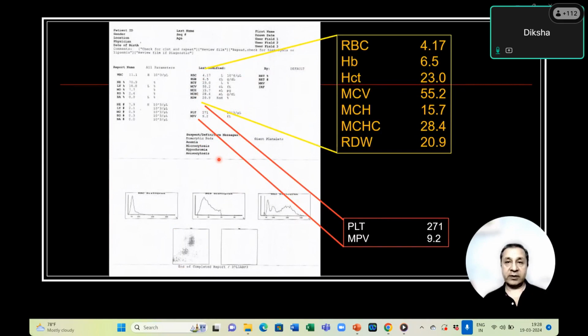I said, yes, of course, I'll make a smear. He says, so how will you decide whether you will make a smear or you will not make a smear? And that actually gave us the concept of what is called slide review rules and slide review criteria, which a laboratory needs to define depending upon the flagging criteria that they have in their respective hematology analyzers.